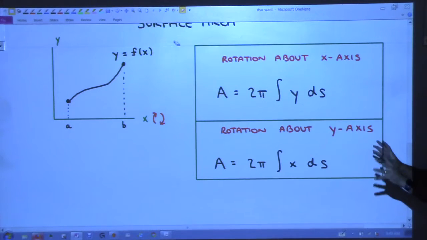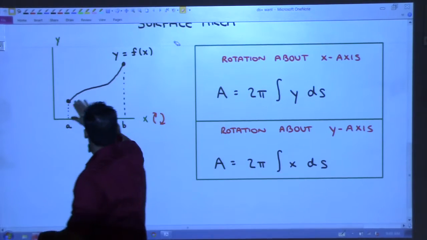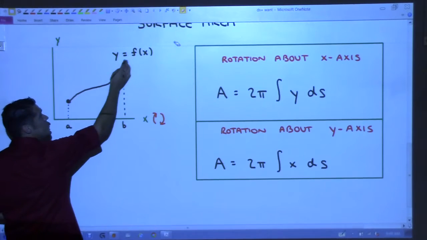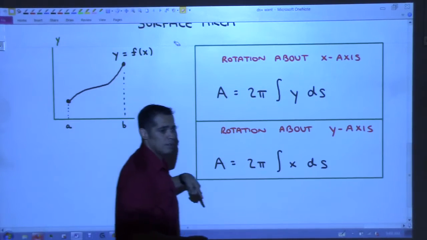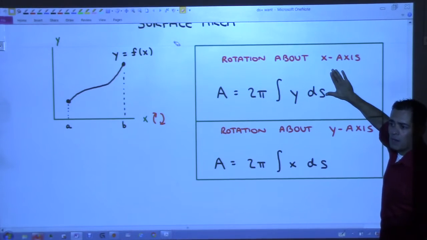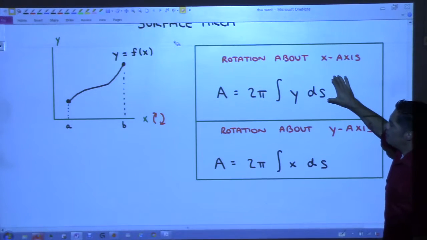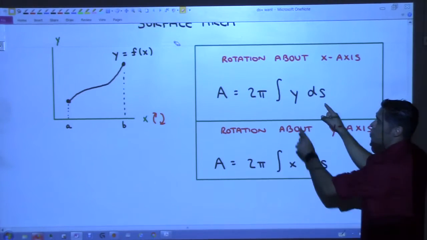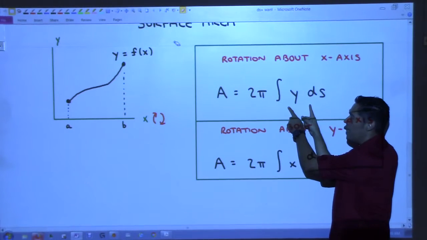Let me explain. I'm going to get to that. Let me just tell you where we are here. All right, let's say that we have some curve, let's call it y equals f of x, and we want to wrap this around the x-axis, right? If we want to wrap it around the x-axis, we're going to use this formula right here. This formula is actually two different formulas that you have to choose from. And let me explain why.